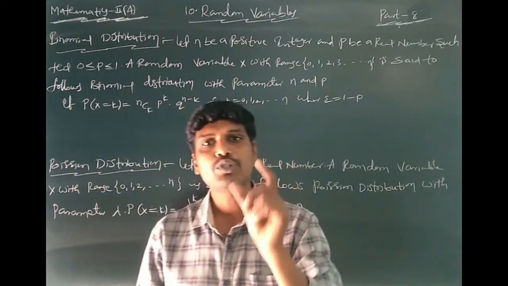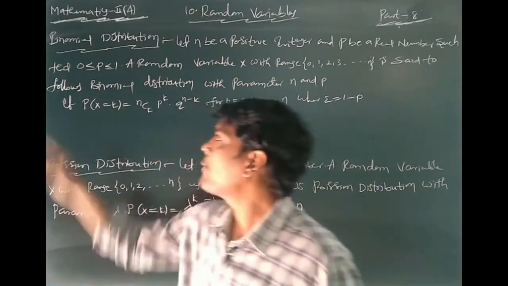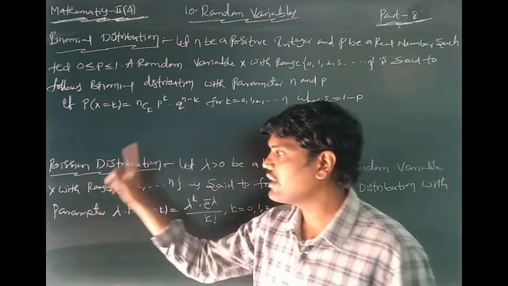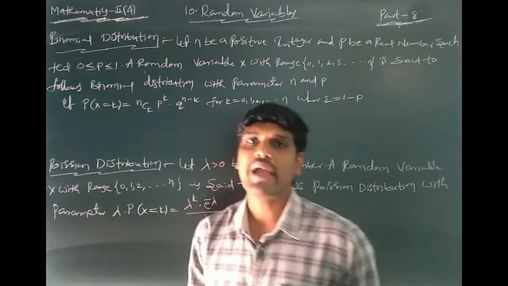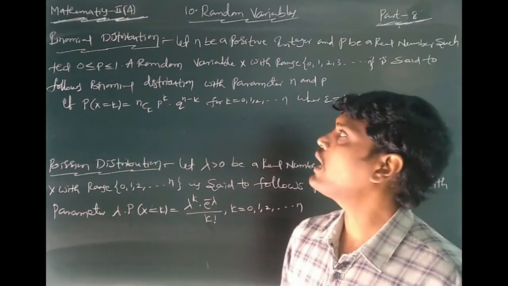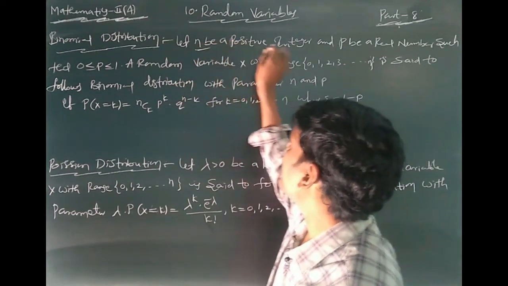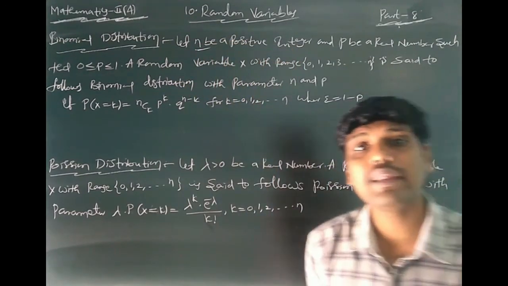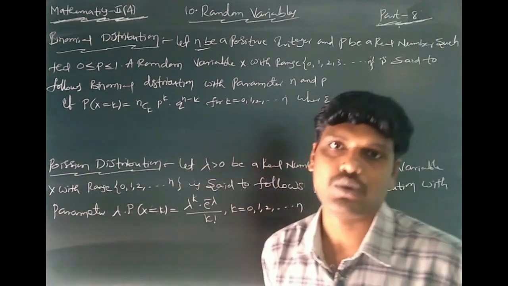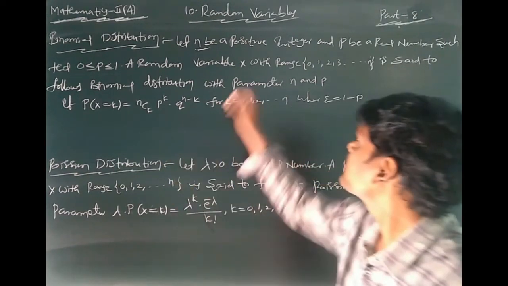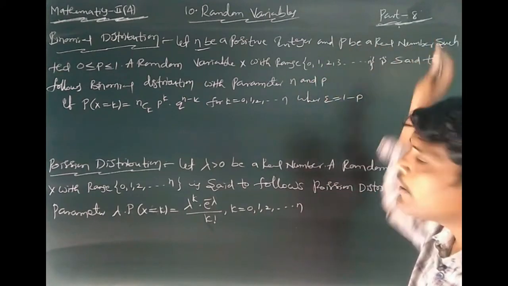Here distributions are of 2 types. One is the binomial distribution, the second is the Poisson distribution. First we discuss the binomial distribution. In this binomial distribution, n is a positive integer. What is the meaning of positive integer? 1, 2, 3, 4. You have to take 0 also. That is a positive integer. And p is a real number.